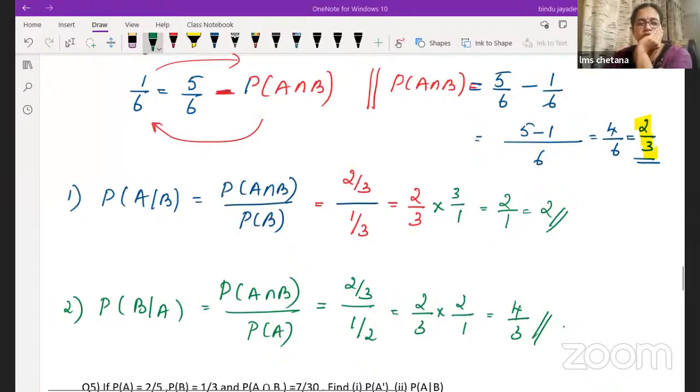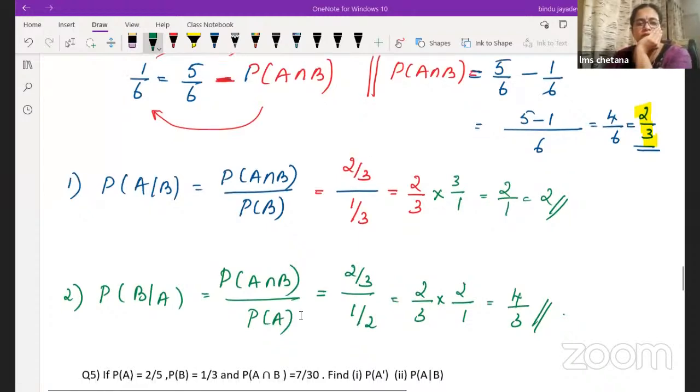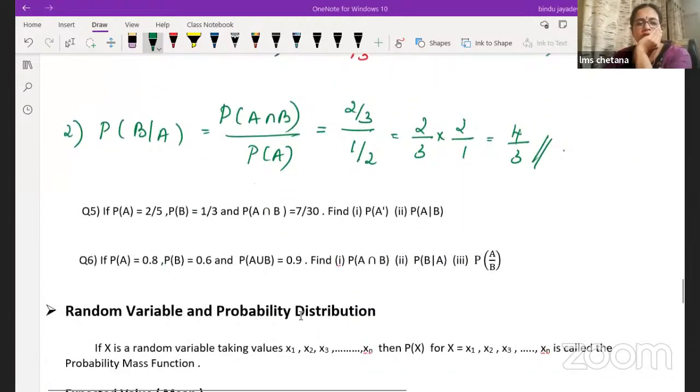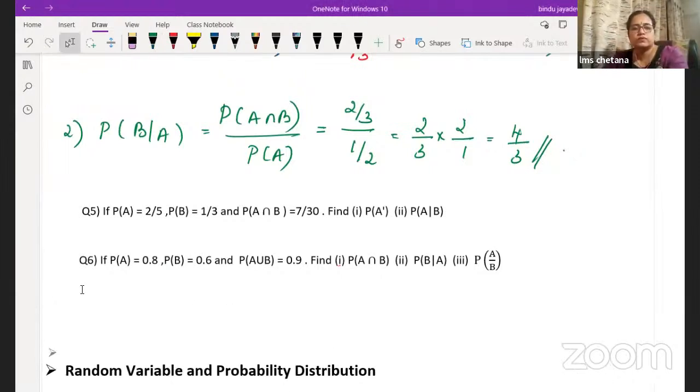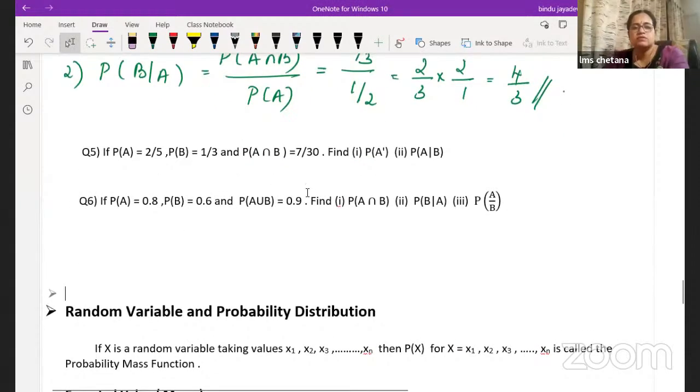It's finished. Okay. Now these two questions you will do as homework, like practice questions. Question number 5 and 6, take a screenshot. One is with decimal, one is with fraction. Please take a screenshot.